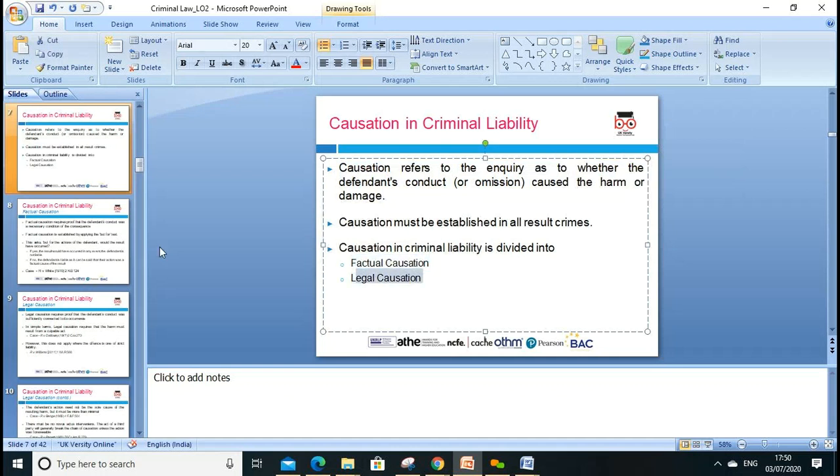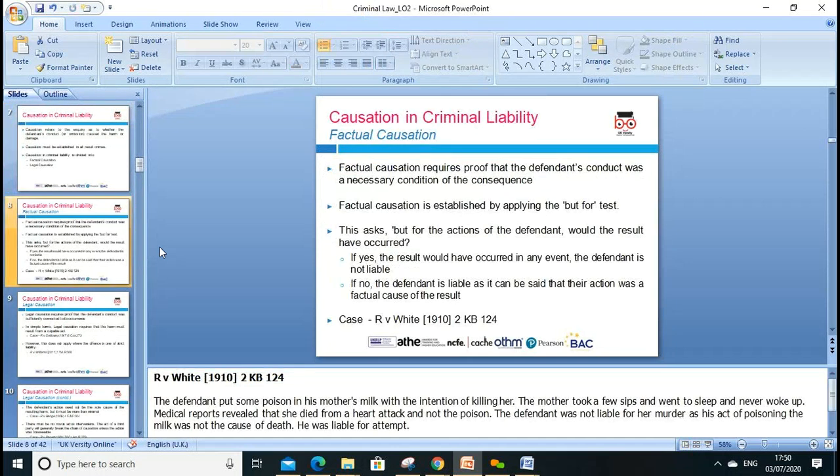Even if something is not defined in the law, you need to look around in the factual, and you need to look around in the rules as well. We have a case law there, R v White. It's a separate case on Moodle as well. Please read those. What is about the factual?